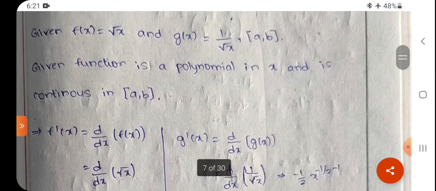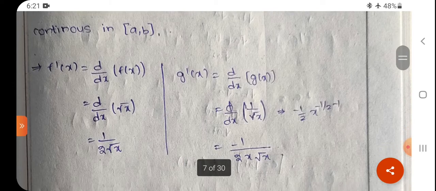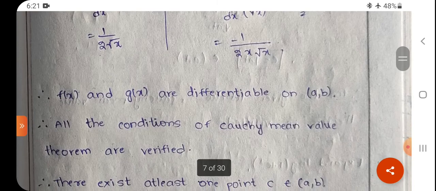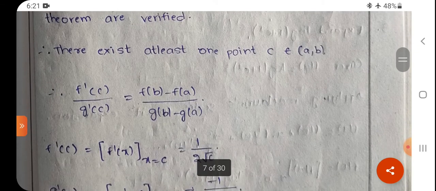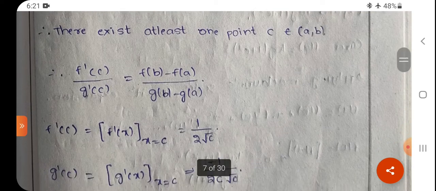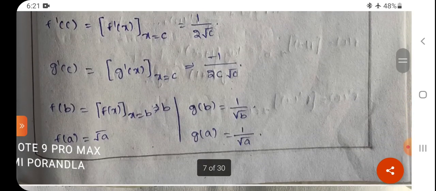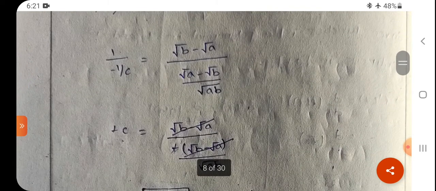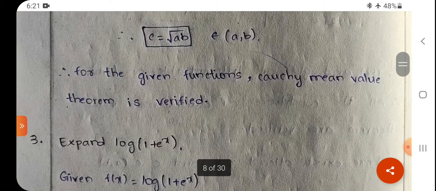One is it is continuous because it is a polynomial, both the functions, and immediately you are calculating the derivatives of both the functions, and both are differentiable. So after getting that two properties, then immediately you are going to calculate the c value, which is nothing but f dash of c by g dash of c. The formula is f of b minus f of a divided by g of b minus g of a, and just you are substituting its values and making the simplification. You are getting the final answer is c equal to root ab, which is automatically belonging to the open interval.